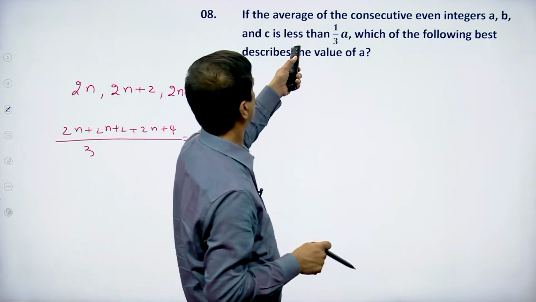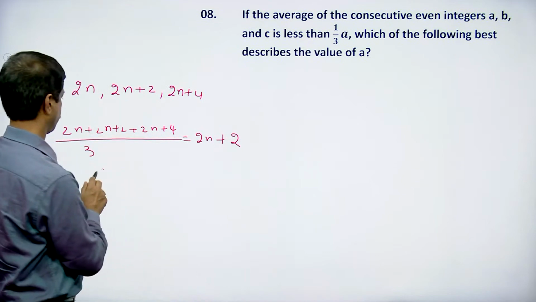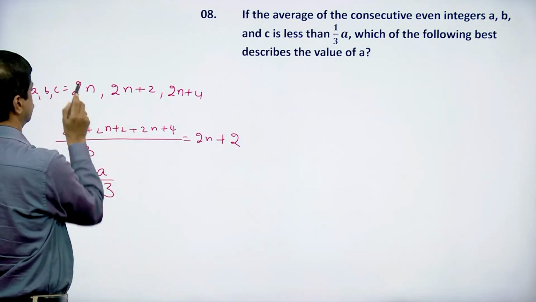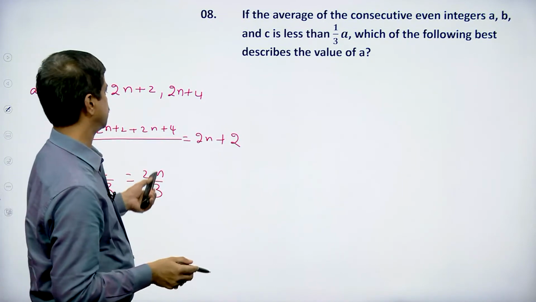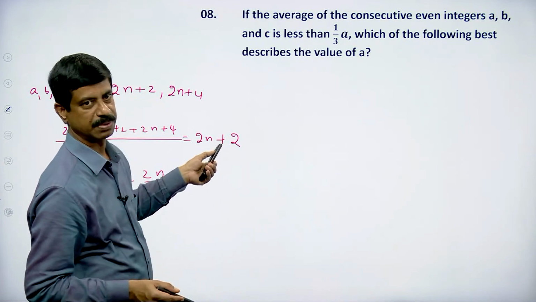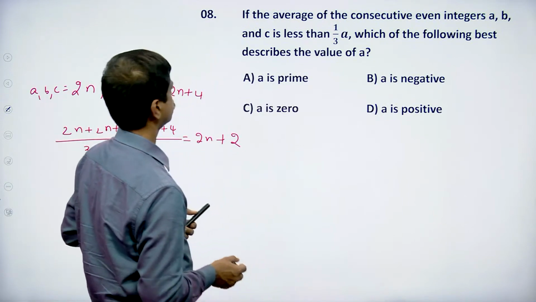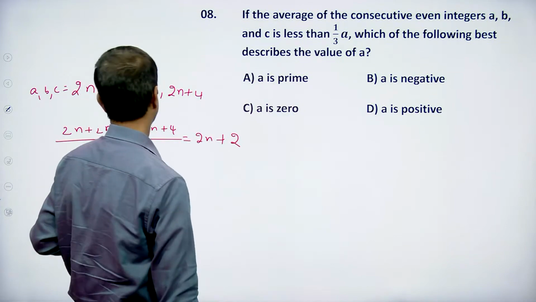This is less than a by 3. What is a by 3? This is a, b, c equal to this. A by 3 is 2n by 3. So 2n by 3 is always lesser than 2n plus 2. So this is lesser than this, he says. So which of the following best describes the value of a?